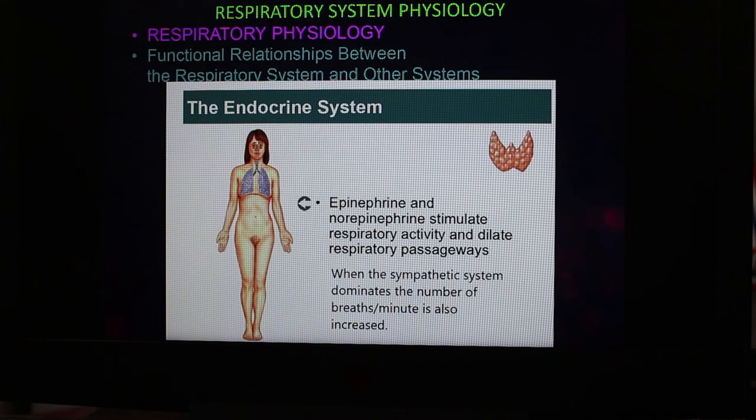The endocrine system is under the control of the nervous system, and epinephrine and norepinephrine stimulate respiratory activity and dilate respiratory passageways. As you would remember, the epinephrine and norepinephrine that we have seen in the nervous system are under the control of the sympathetic autonomic nervous system. So when the sympathetic system dominates and gives out epinephrine or norepinephrine, the number of breaths per minute is increased, and the bronchioles are dilated for more air to be ingested inside.